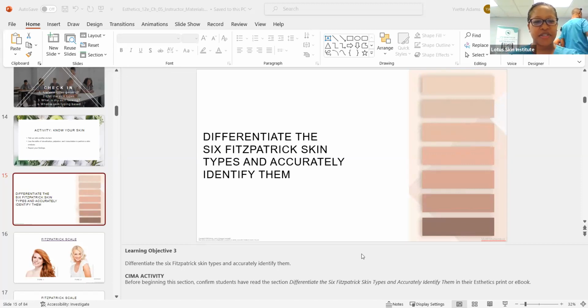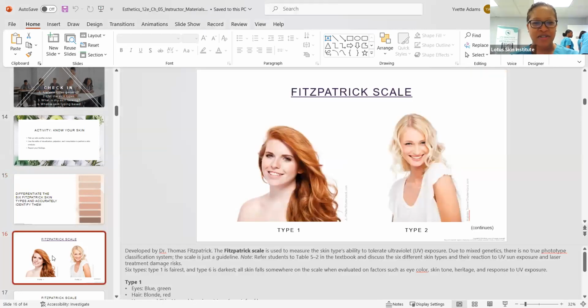All right, so we talk about the different Fitzpatrick skin types. Now there was another chapter. All right, so on the Fitzpatrick scale, historically, developed by Dr. Thomas Fitzpatrick. The Fitzpatrick scale is used to measure.